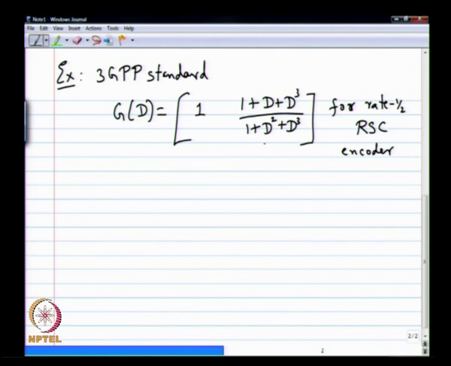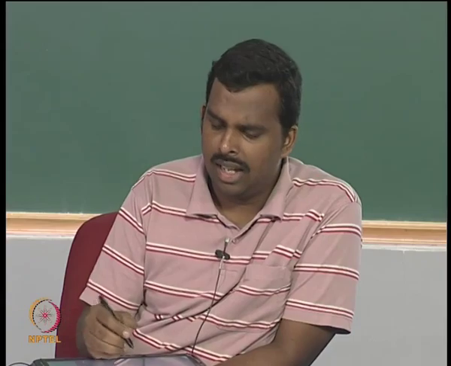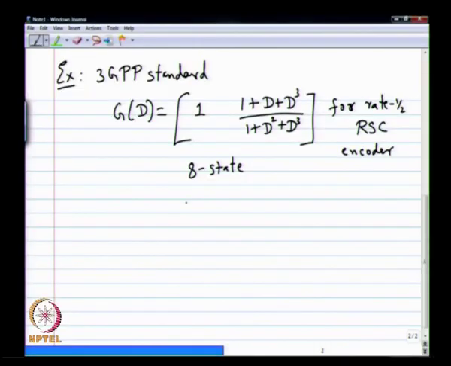Okay, so how many states does this encoder have? 8 state, okay. So, it is an 8 state encoder, okay. I believe in 3GPP you terminate both the encoders, okay. So, there are some additional bits that you send to terminate both encoders after the interleaving, and the interleaver, okay.